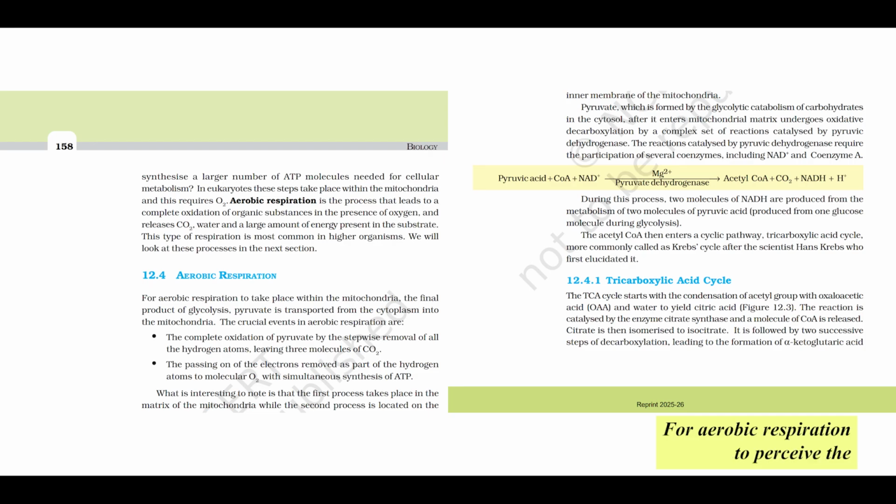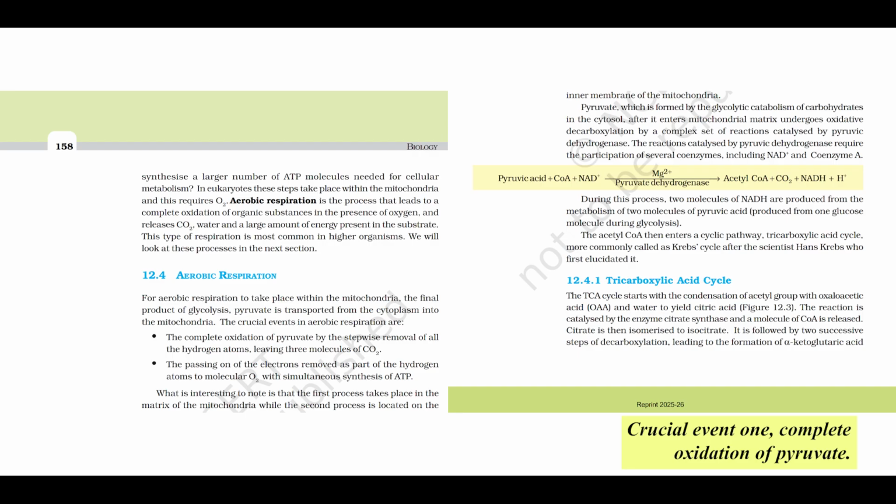For aerobic respiration to proceed, the final product of glycolysis, pyruvate, a 3-carbon compound that was formed in the cytoplasm, must first be transported from the cytoplasm into the mitochondrial matrix. This transport is itself a regulated process. Once inside the mitochondria, 2 crucial sequential events define the core of aerobic respiration.